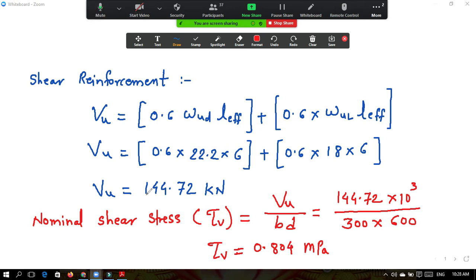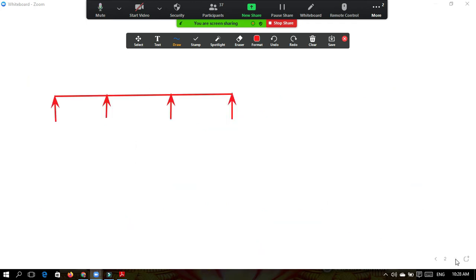Wait for 1 minute. 144.72. This coefficient 0.6, these coefficients are at the support which is next to end support. So now these coefficients 0.6 are there at these points. Now if I show you with a different color, at this point those coefficients are there, and the value of Vu is 144.72 at these supports. So this is your Vu max. Here you have calculated the value of Vu at these 2 points.